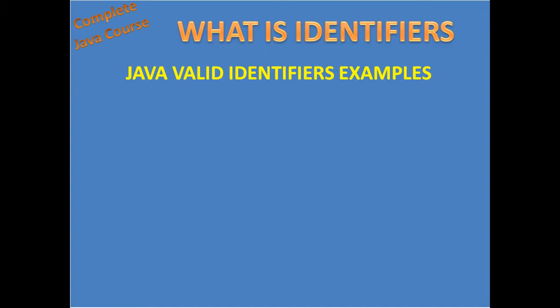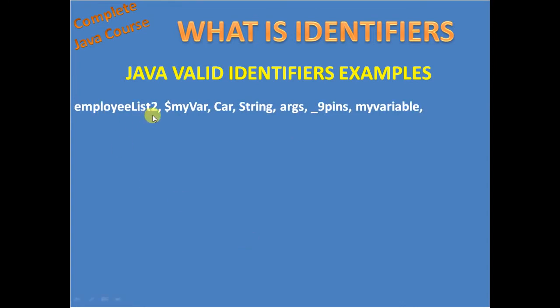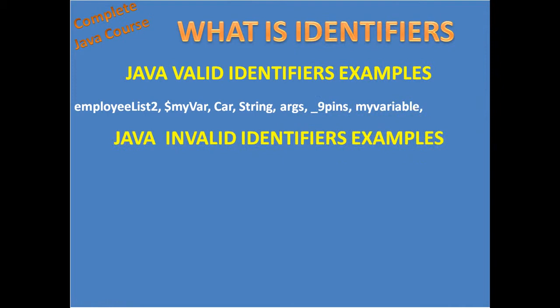Now we will discuss Java valid identifier examples. Like employeeList, $myVariable, car, String, args, _, _9pins, myVariable. These are the valid identifiers.